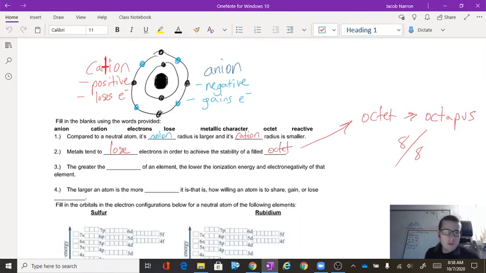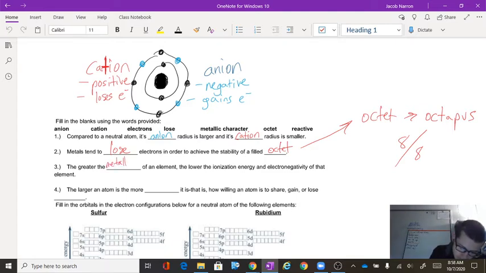Number 3, the greater the blank of an element, the lower the ionization energy and electronegativity. I'm going to go ahead and say metallic character. Yeah, it's the only one that fits there.